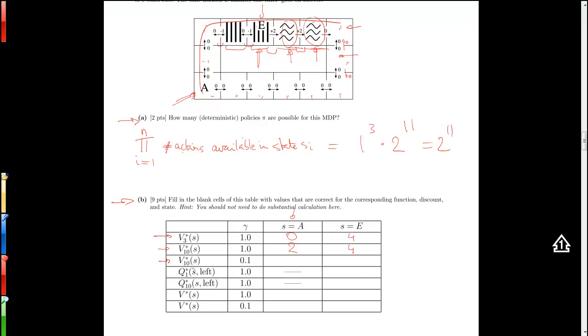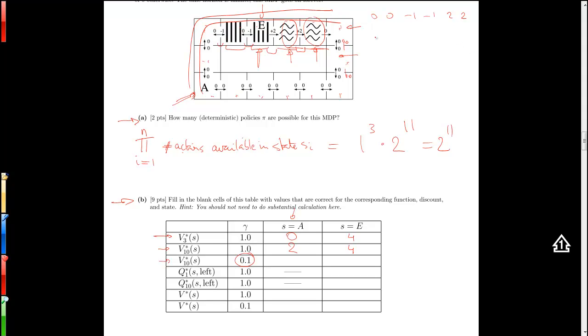And here now we have a discount of 0.1. Now let's see, what's the best we can do starting with state A? Well, one extreme case is again to follow this path here. In this case, at time step 1, we would get 0. Time step 2, we would get 0. Time step 3, minus 1. Time step 4, minus 1. Time step 5, 2. Time step 6, 2. And then all zeros afterwards.